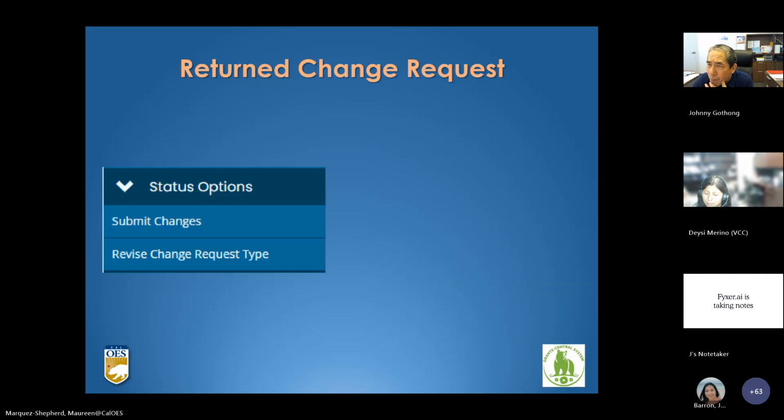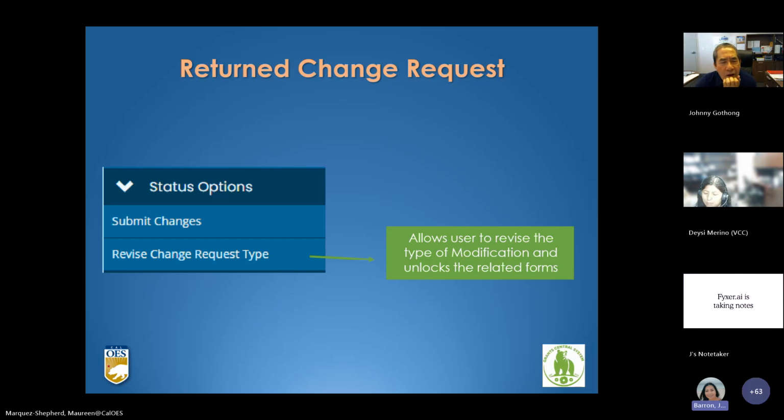To make your corrections, select Revised Change Request Type under Status Options. After selecting Revised Change Request Type, the forms will unlock to make necessary changes. Once you've made your corrections and there are no other modifications to be added, select Submit Changes. This finalizes the change request and sends it back to your grants analyst.